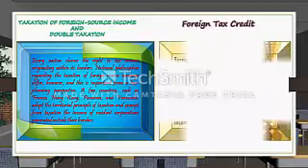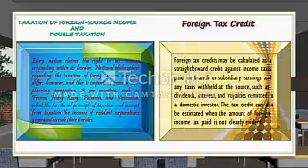Foreign tax credit. Foreign tax credit may be calculated as a straightforward credit against income taxes paid on branch or subsidiary earnings and any taxes withheld at the source, such as dividends, interest, and royalties remitted to a domestic investor. The tax credit can also be estimated when the amount of foreign income tax paid is not very evident.